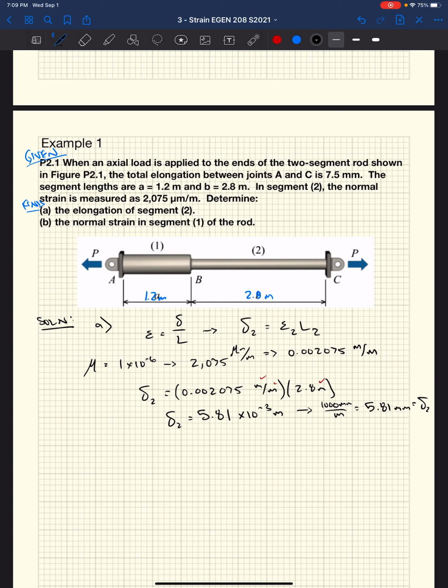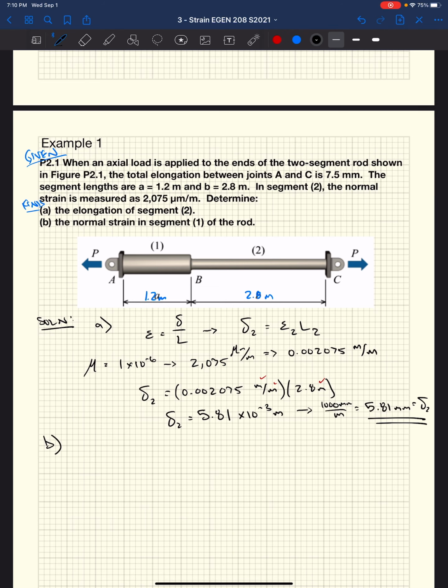So we don't know what the load was on this, but we did measure the strain. And based on knowing the strain and the original length, we can figure out how much that bar stretched under that given load. So 5.81 millimeters.